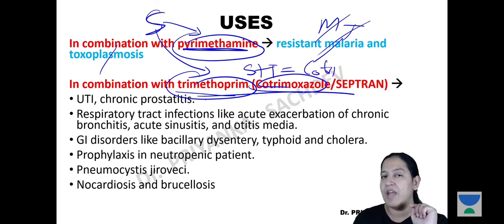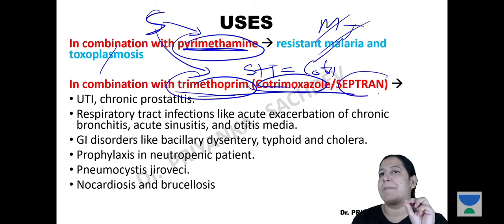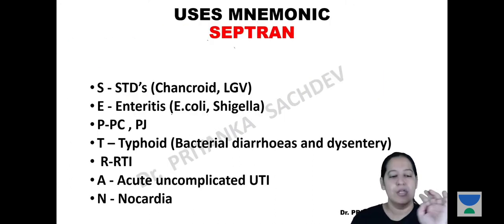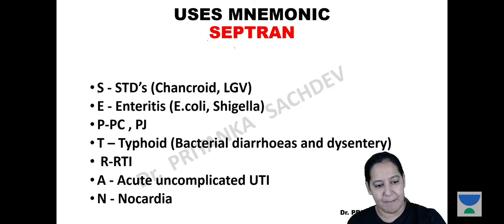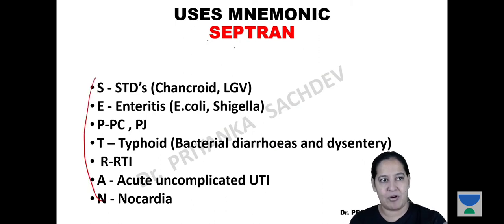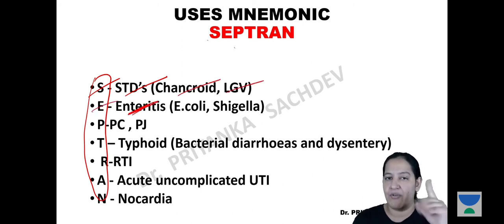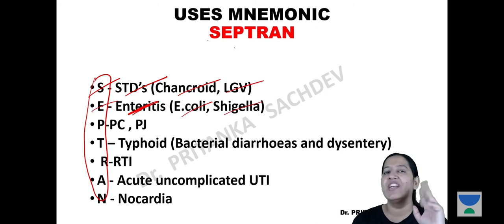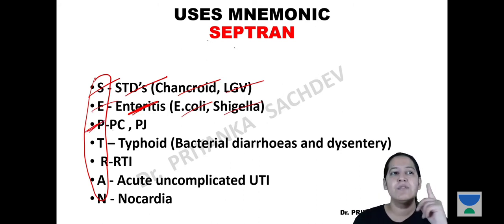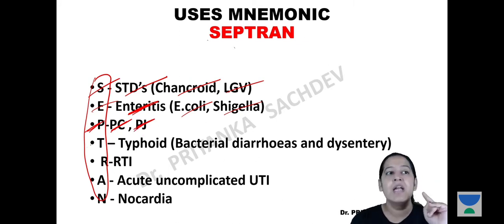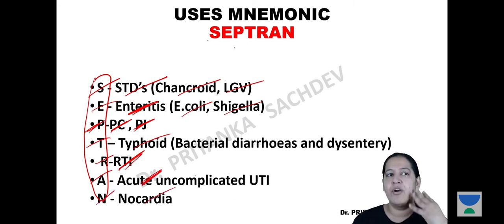cotrimoxazole. The brand name of cotrimoxazole is Septran. The mnemonic is Septran only. S stands for STDs: it is given for STDs, chancroid and LGV. E for enteritis, meaning diarrhea: it is given for E. coli and Shigella, diarrhea, dysentery. P stands for Pneumocystis, a fungus, Pneumocystis jirovecii. T stands for typhoid. R stands for respiratory tract infections. A for acute UTI. N for Nocardia.